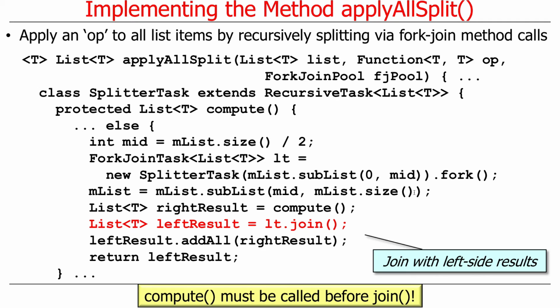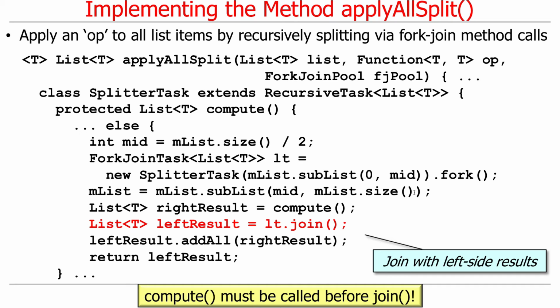Obviously, this hopefully is clear, but you need to call compute before you call join, because join is going to block. So compute has to be called first, and then we join with the results for the left-hand side. So we're forking off the left-hand side, we're computing the right-hand side, and then we're joining the results and merging them back together again. So that's classic fork join behavior.